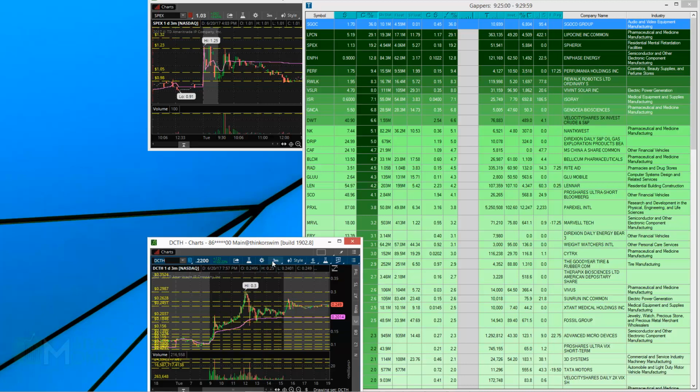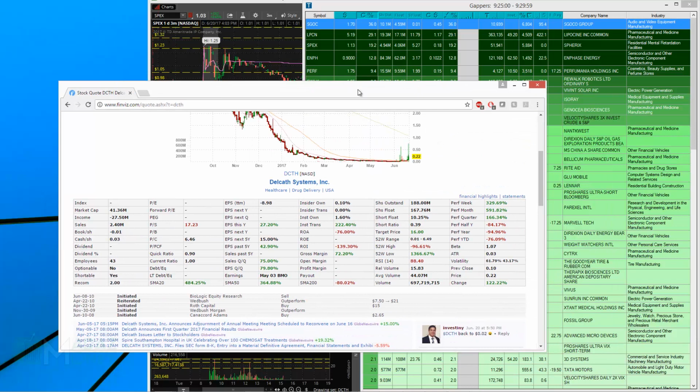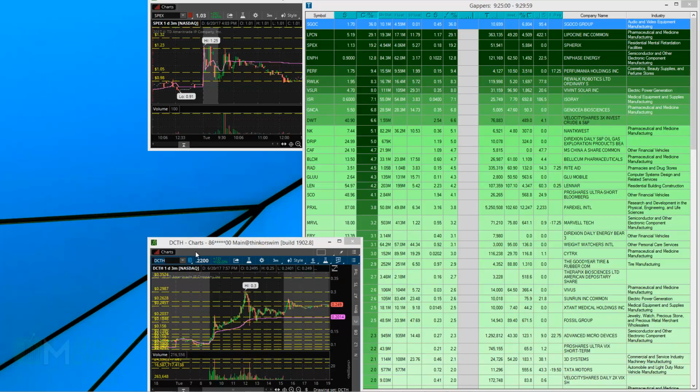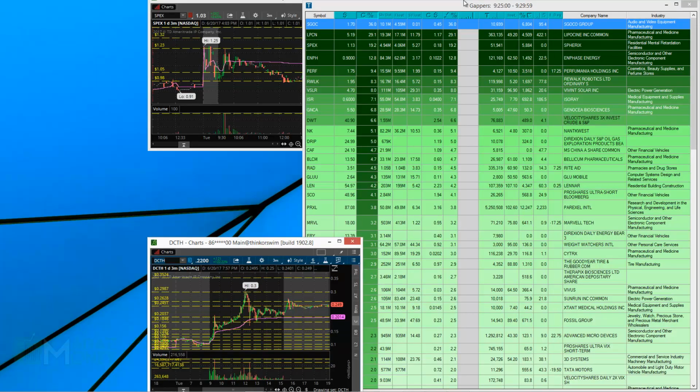Now, DCTH is a little bit of an exception. I do want to mention this. DCTH, I believe, has a 100 million float, but you have to understand that the float is tied to the market cap, and DCTH is a very cheap stock. According to FinViz, it has a 167 million float. DCTH today opened around 10 cents, so a 100 million float is the same thing as a $1 stock with a 10 million float. So you can kind of treat it like that.